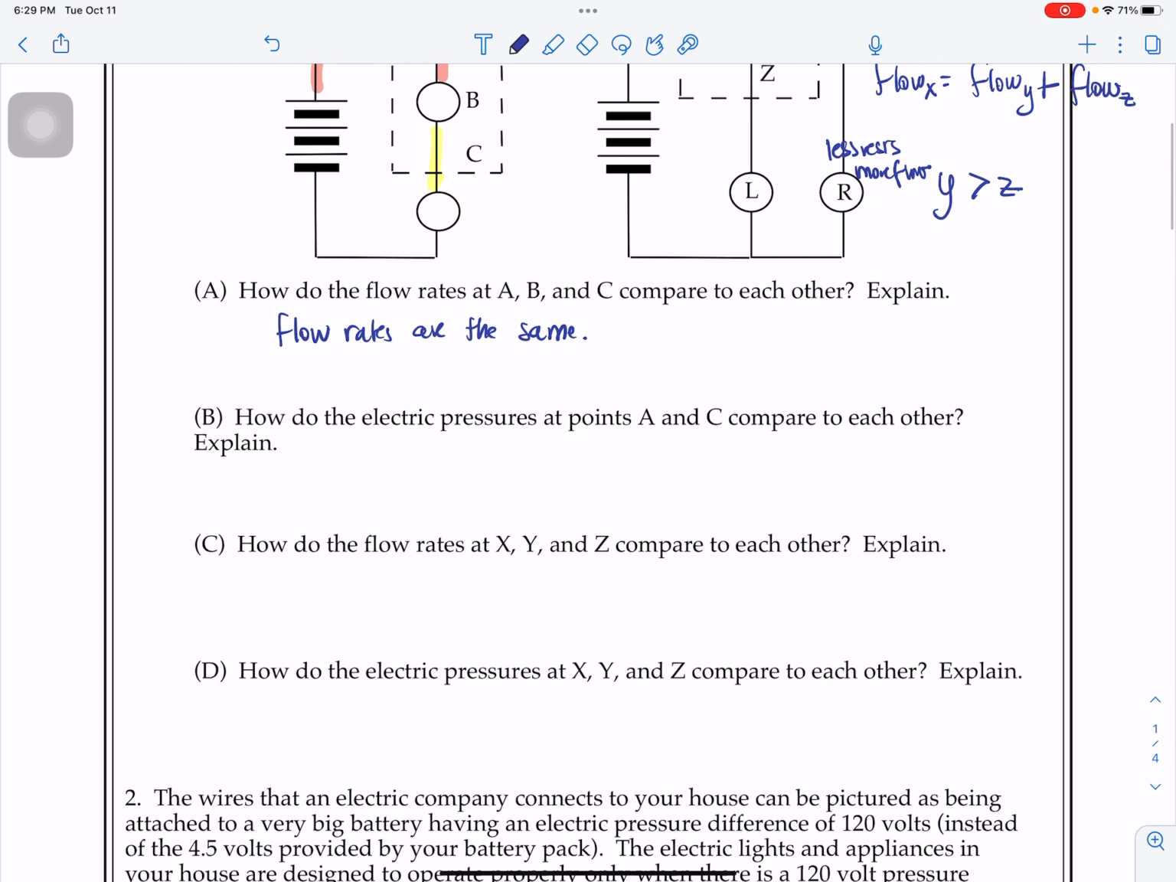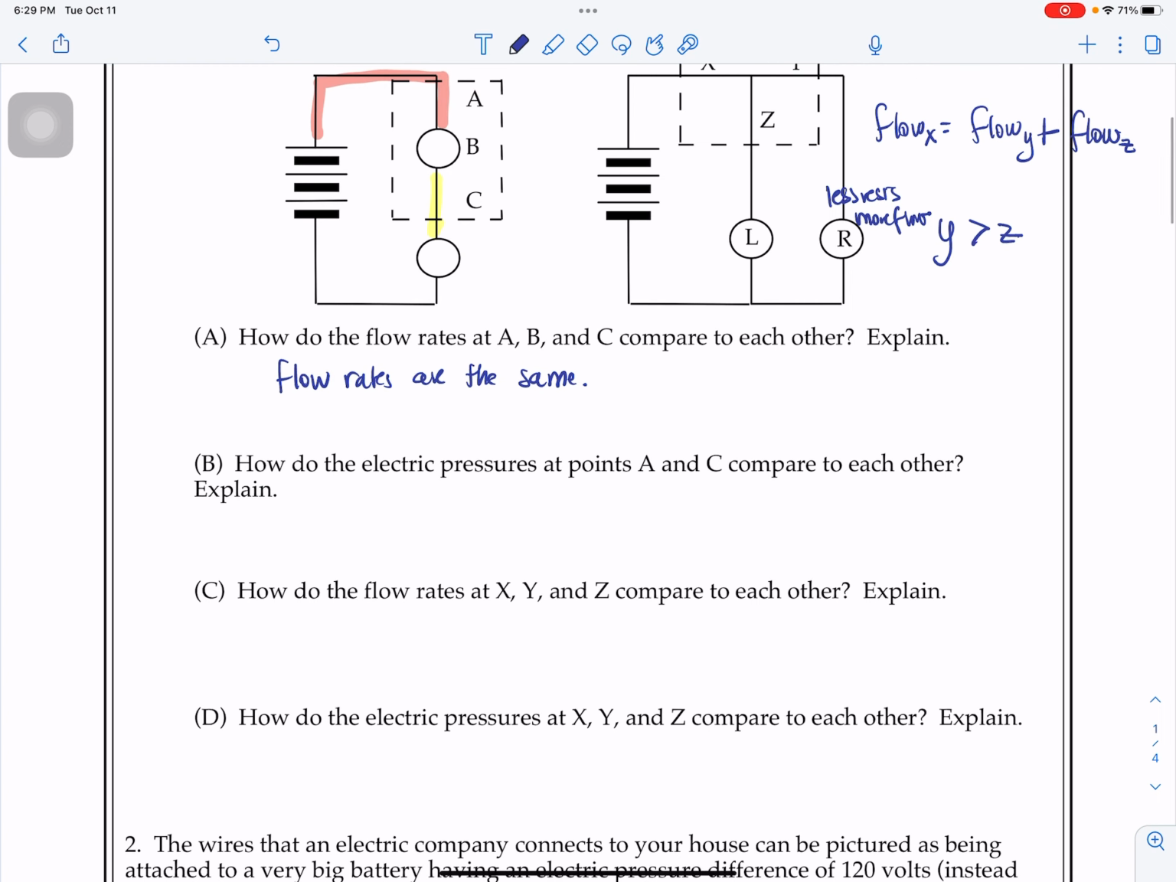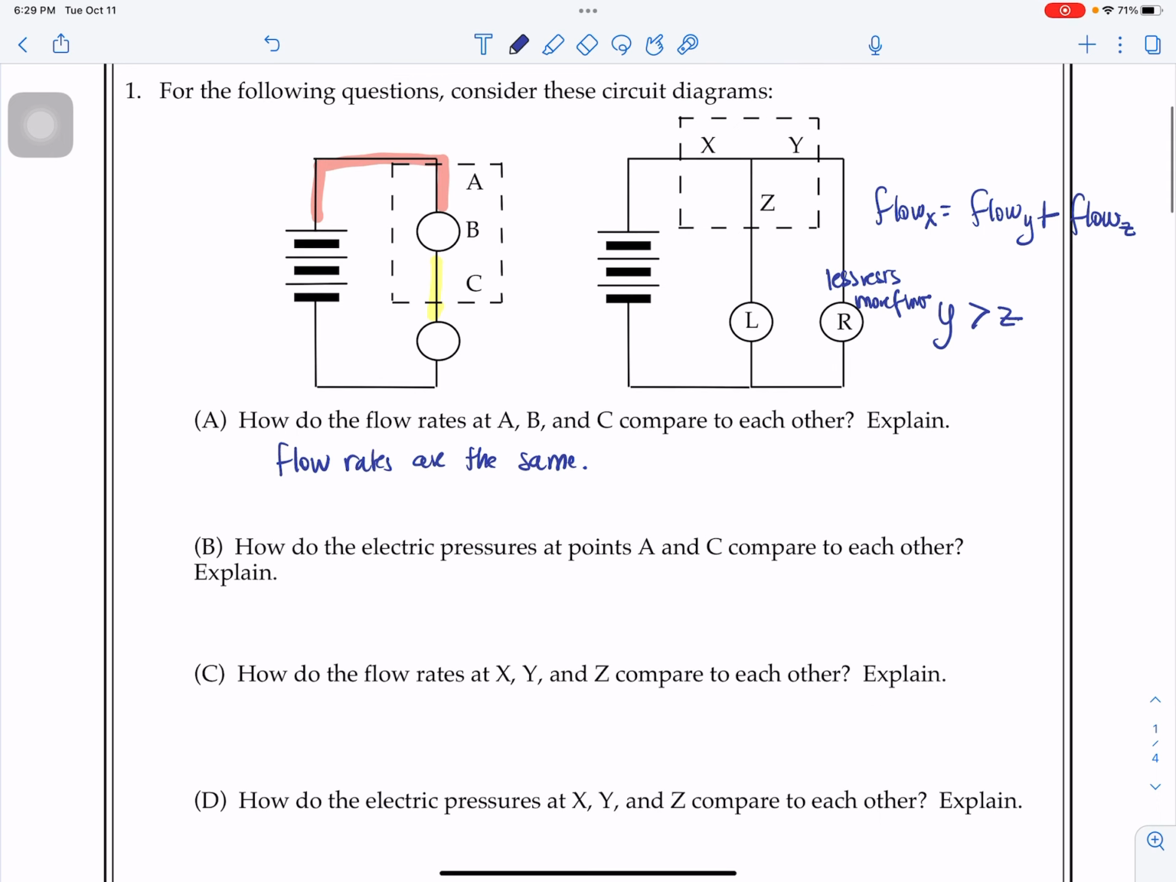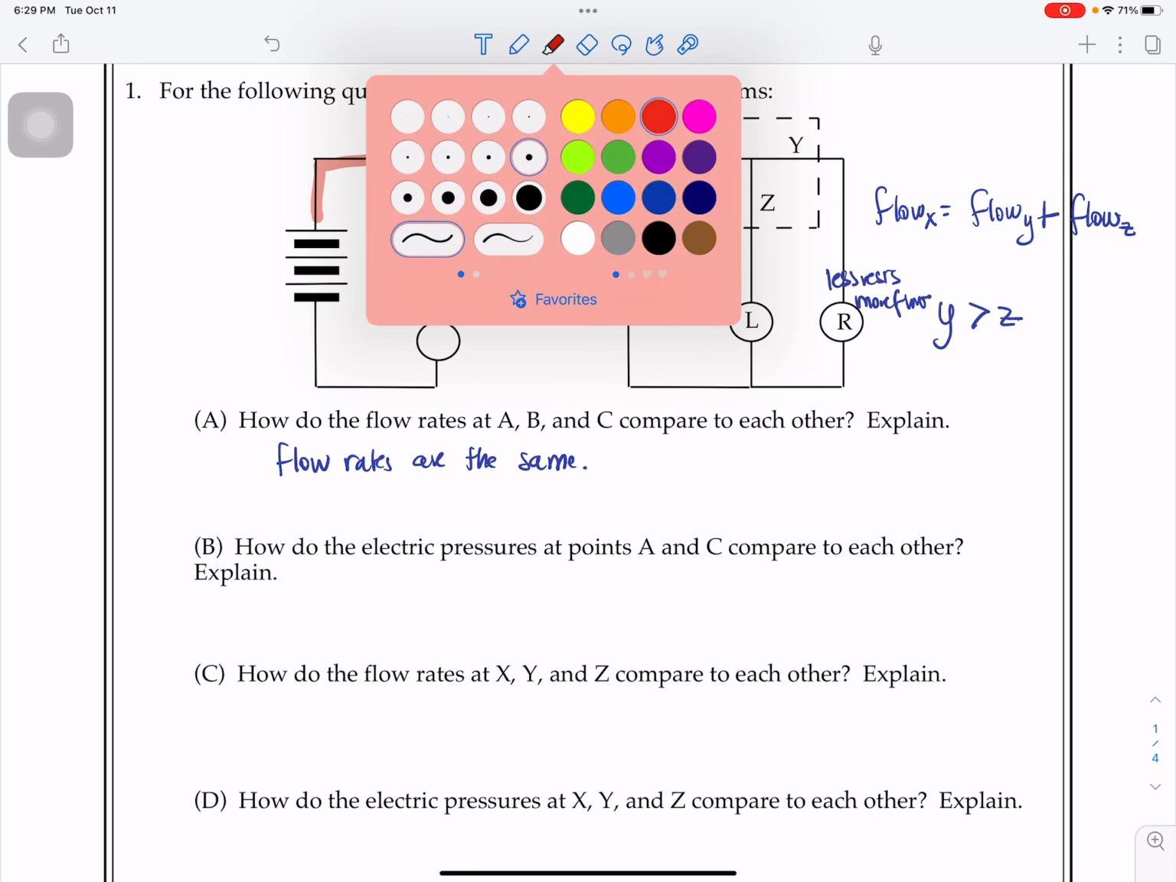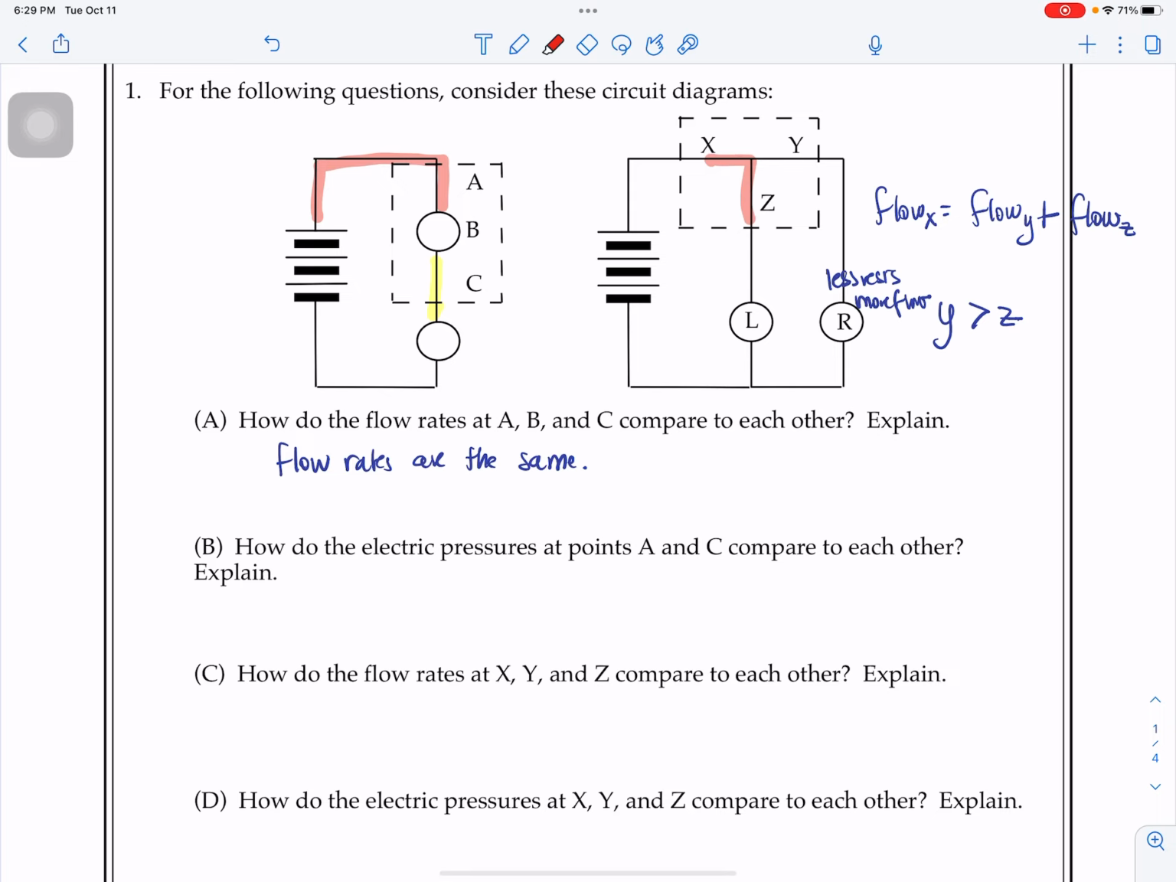Okay, how do the electric pressures at X, Y, and Z compare to each other? Because these are all connected by a wire and we consider those zero resistance, the pressure on all of those is the same, and specifically it is all red.